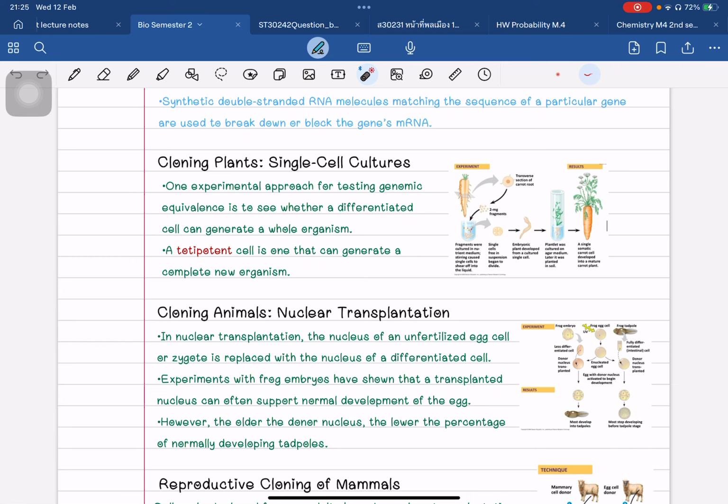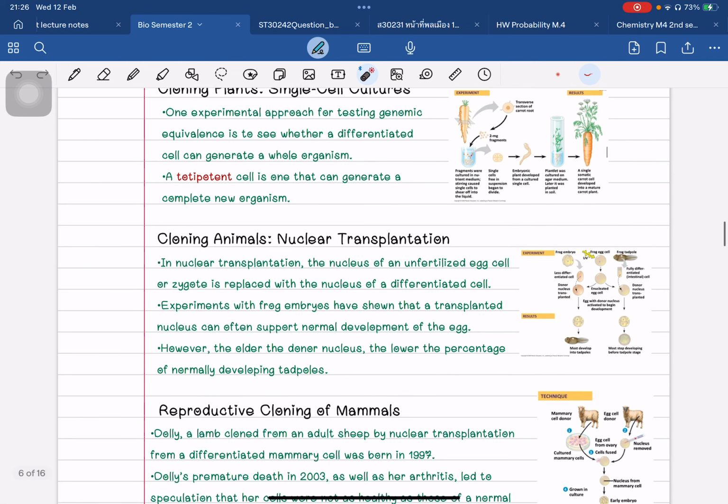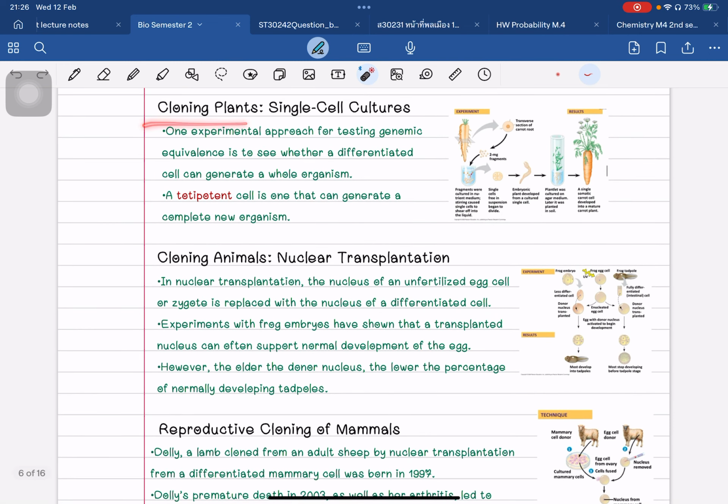One experimental approach for testing genomic equivalence is to see whether differentiated cells can generate whole organisms. A totipotent cell is one that can generate a complete new organism. So this is the experiment. Then we're finished talking about the plant. We're going to talk about the animal.